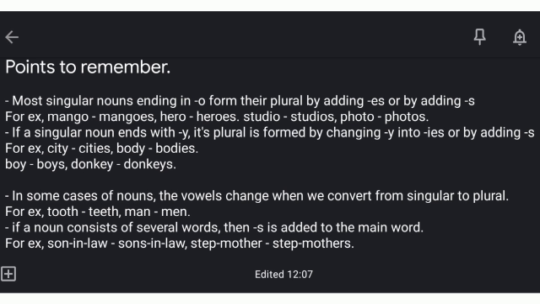I'll show you an example. For example, mango. Mango is a fruit. When we add es, it is converted into mangoes, and that is the plural form. Hero, heroes. So we write es over here, but there are a few nouns which end with O, where we only have to write s and not es. For example, studio, studios, photo, photos. So in these two words, studio and photo, we don't write es, we simply write s.